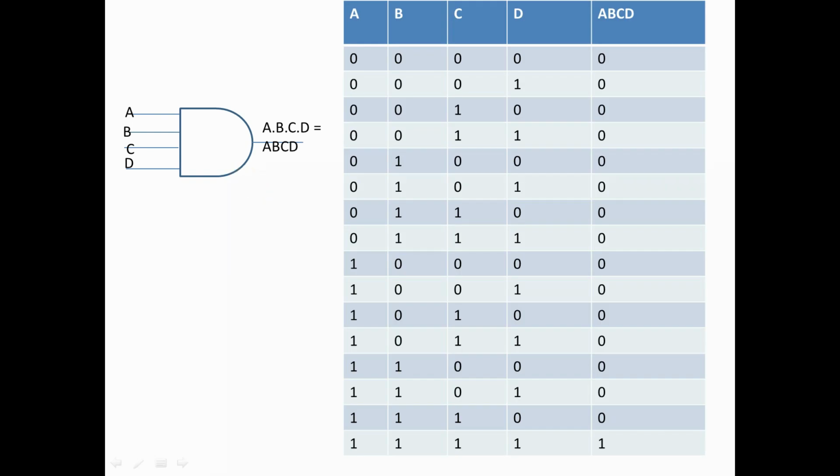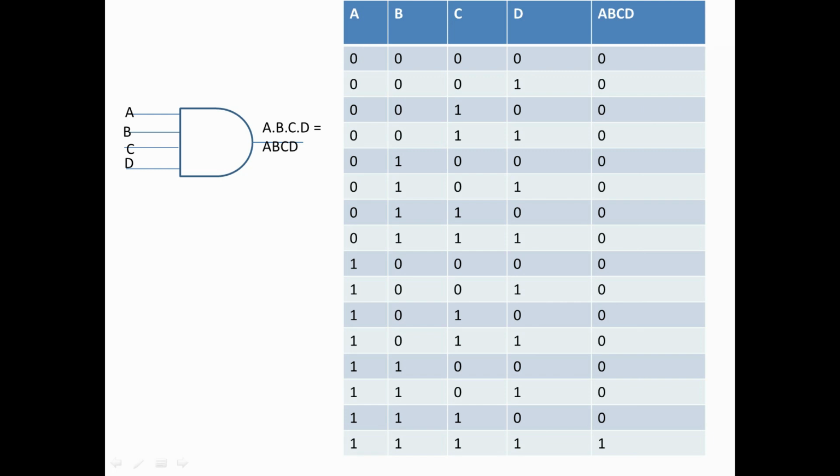Next is the 4 input AND gate. The working is the same as the 2 input AND gate. You can extend the inputs up to n inputs. These are the 4 input AND gate inputs A, B, C, D, and the output is equal to A into B into C into D. It is the truth table for the 4 input AND gate. The output is logic 0 when any one of the inputs is logic 0.